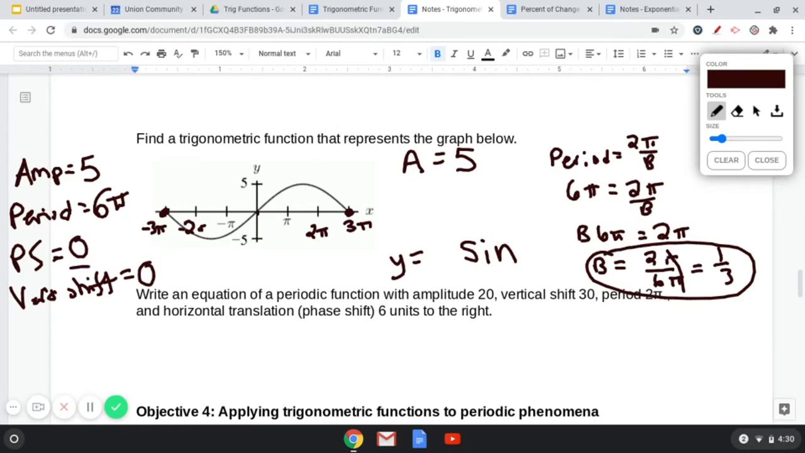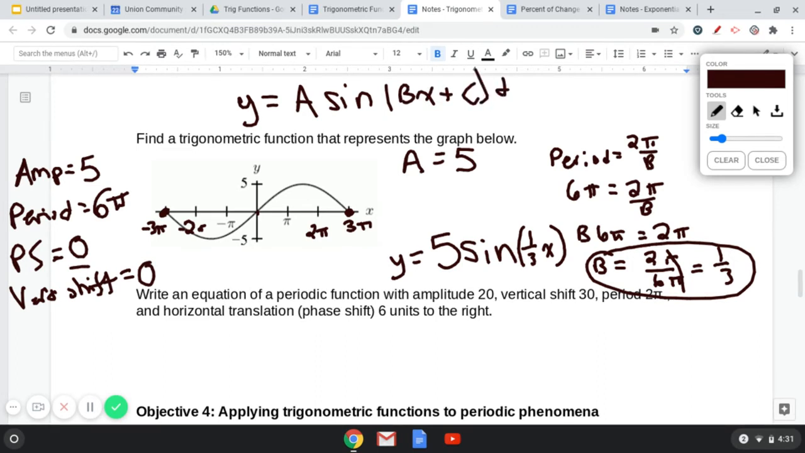And our phase shift is 0, which means our c term is 0. So that means our function is 5 times the sine of 1/3 x. Because just remember, y equals a times the sine of bx plus c plus d. We didn't have a phase shift or a vertical shift, which means that c and d are both 0. And b was 1/3 and a was 5, so we write y equals 5 times the sine of 1/3 x. All right.